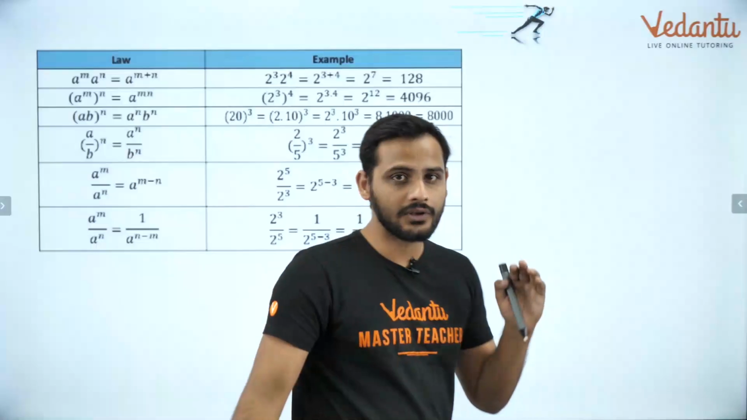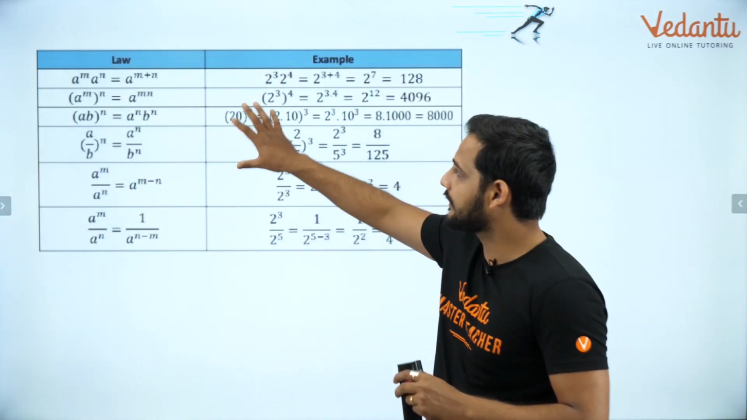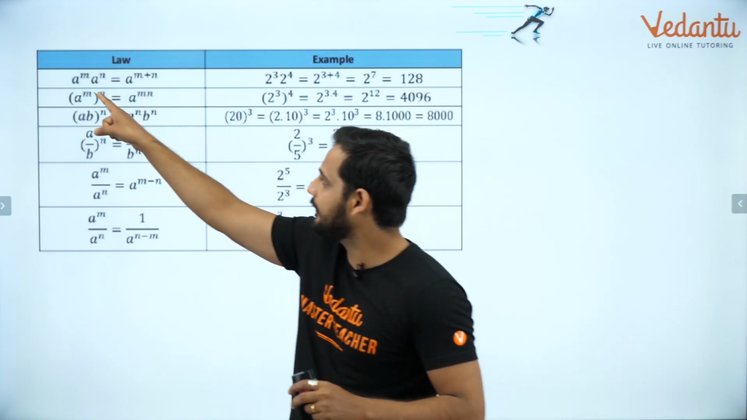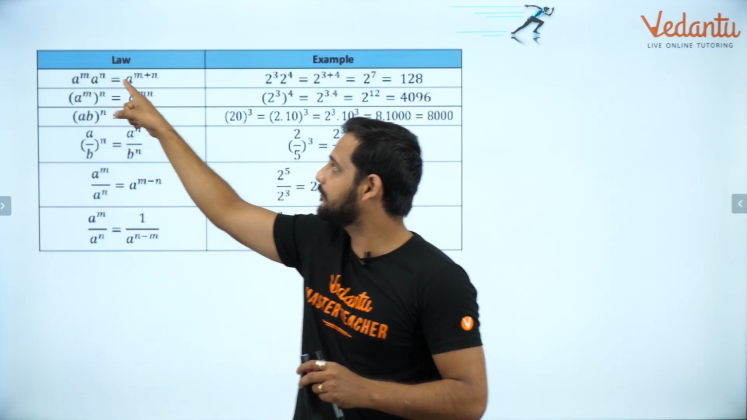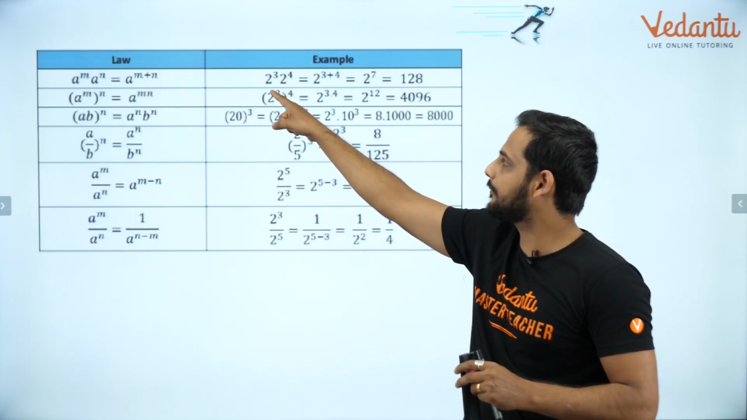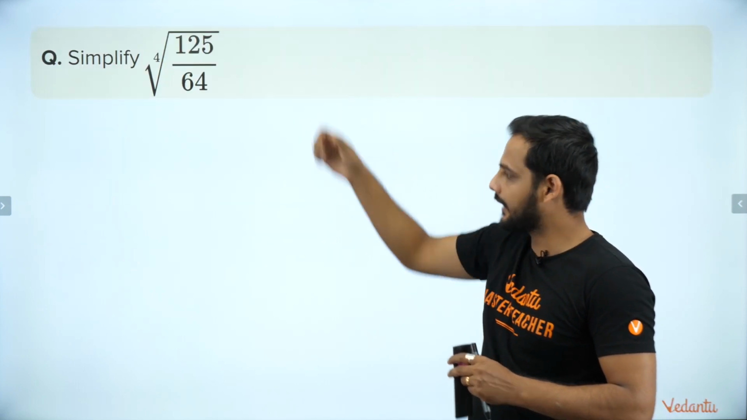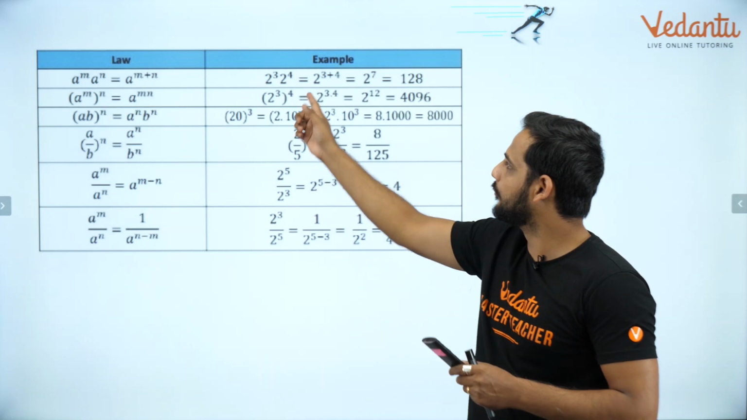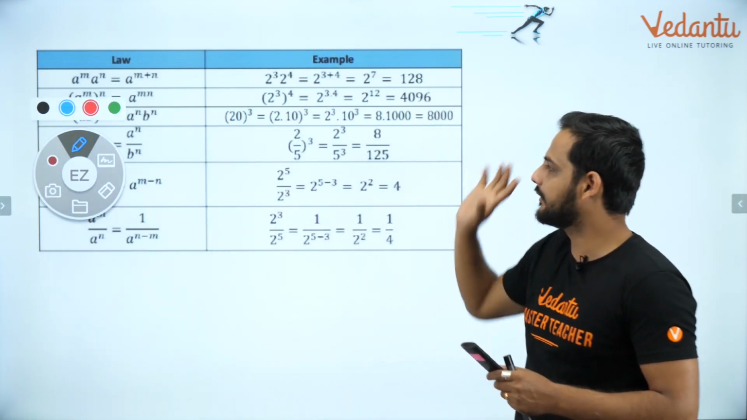Now let's move ahead. Today we'll be studying about laws of exponents. These are the basic formulas which all of you know, that if a number raised to the power m into a number raised to the power n becomes a raised to the power m plus n. Suppose 2 raised to the power 3, or 2 cube, into 2 raised to the power 4. You can add both the powers, and you will be getting your answer as 2 raised to the power 7.